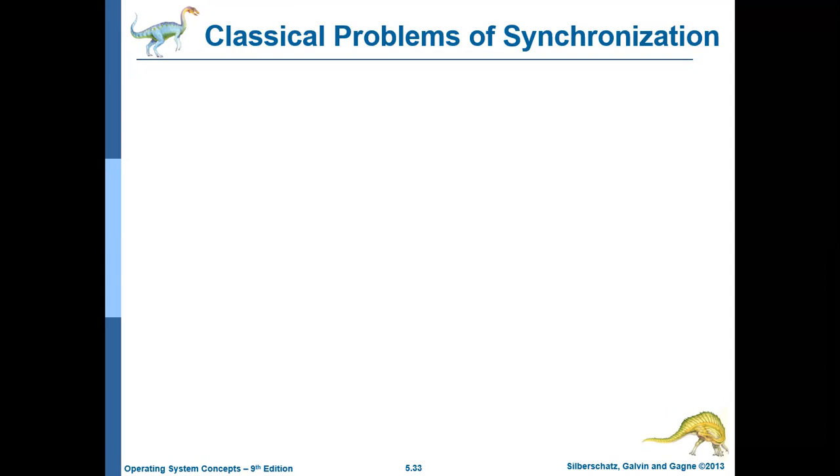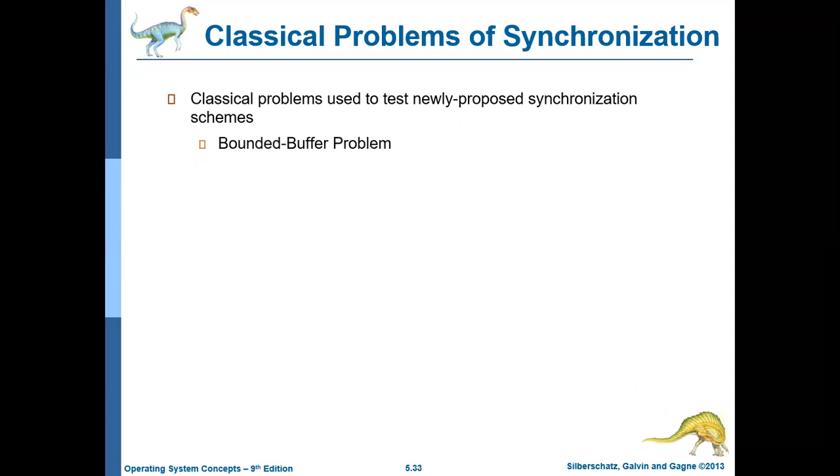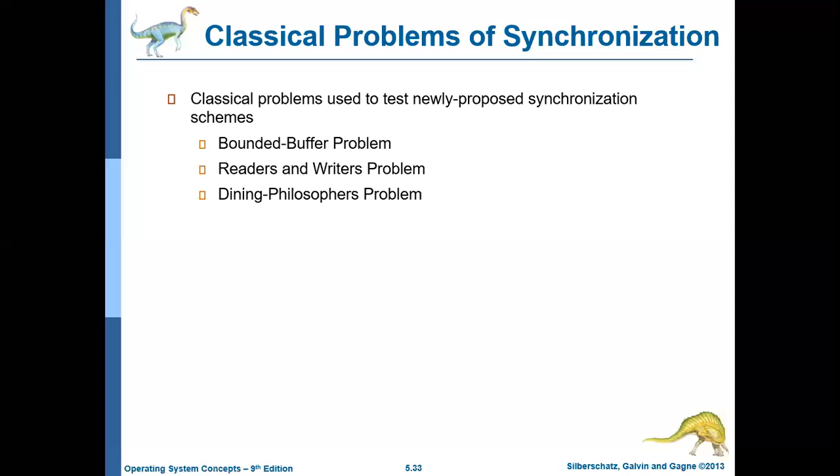Actually there are three problems, but we'll be discussing only two. One problem I'll be giving as self-study that I want you to study by yourself. These three problems are, first, the bounded buffer problem, next, the readers and writers problem, and the third one is the dining philosophers problem. Here we'll be discussing the first problem and the third problem.